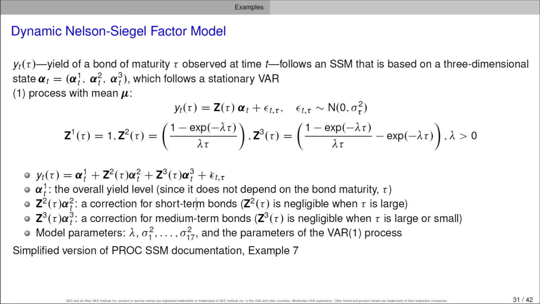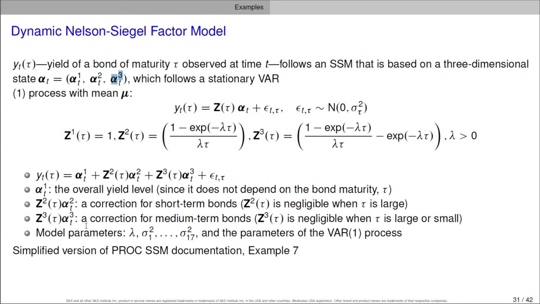Finally, this is the noise term. Okay, so this model has several parameters: the different parameters for the error variances for these 17 bonds, this lambda parameter which is involved in these elements of Z, and of course the transition equation of this alpha t. I didn't mention it, but it's a VAR1 process, so it has the AR1 matrix associated with it and the error covariance matrix. We'll later see that we will restrict the AR1 matrix to be diagonal, but still these are not univariate AR1 processes which are uncorrelated, but they will be correlated univariate AR1 processes. So these elements of alpha are correlated AR1 processes.